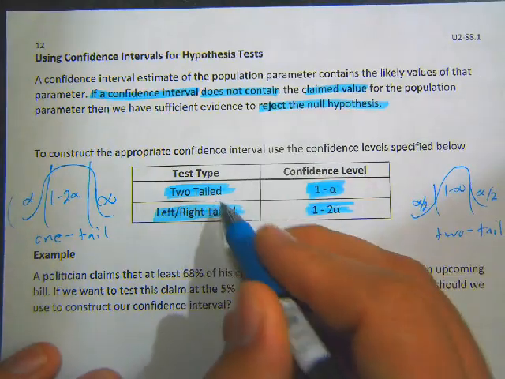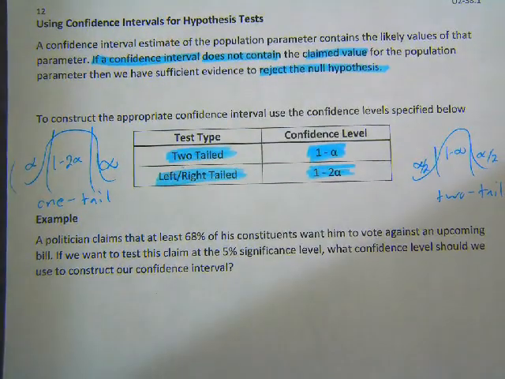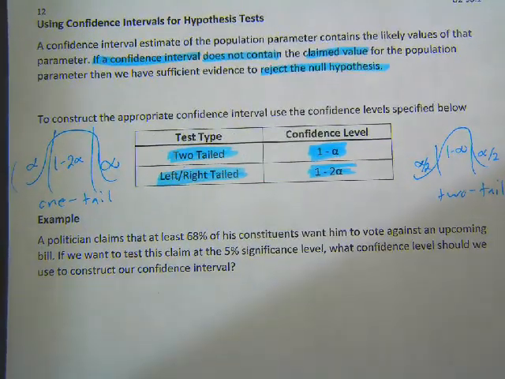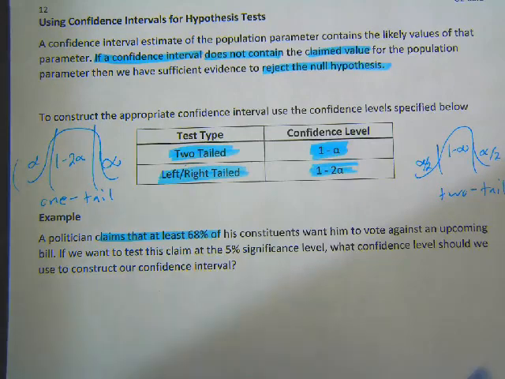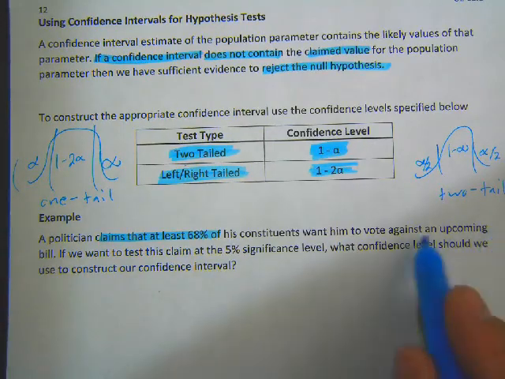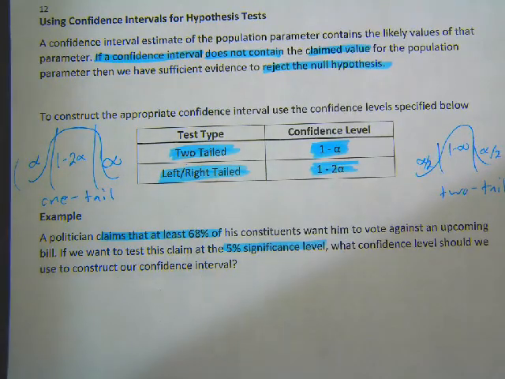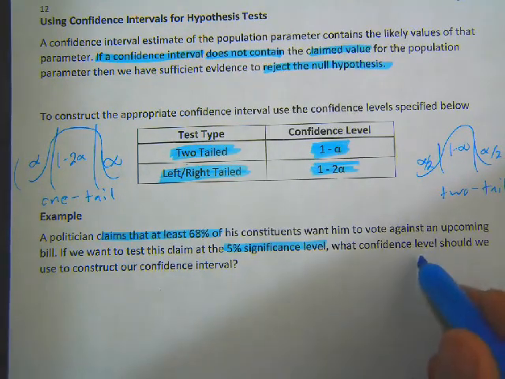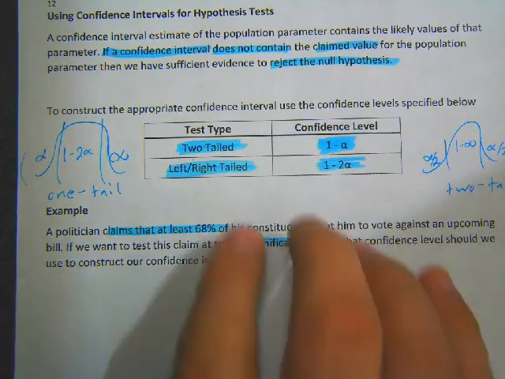So it depends on which one you're doing. You really got to be careful about that when you're doing a confidence level test. So let's do an example and you can see how it works in action. A politician claims that at least 60% of his constituents want him to vote against an upcoming bill. If we want to test this claim at the 5% significance level, what confidence level should we use to construct a confidence interval? In order to do this, we need to know, is it a one-tailed or a two-tailed test?